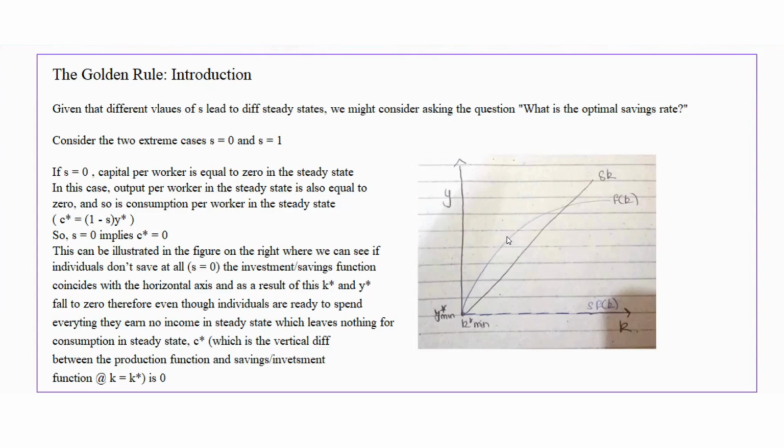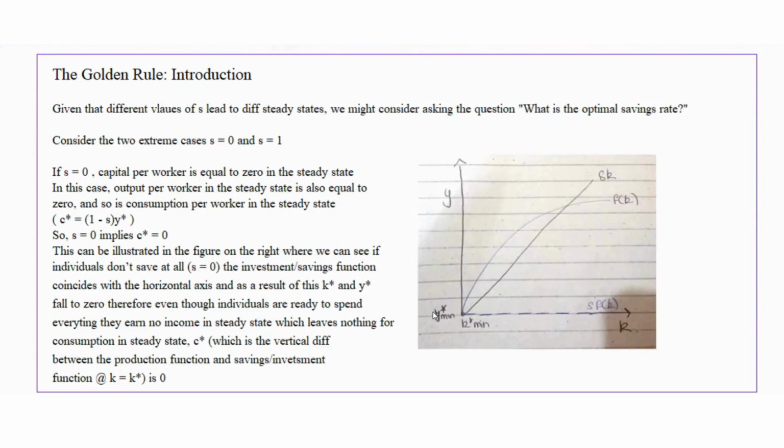We can illustrate this graphically here, where we can see that if individuals don't save at all, S is equal to 0, the investment or savings function SF(K) just coincides with the horizontal axis, because S becomes 0. As a result, K star and Y star fall to 0, because we know graphically K star is at the intersection of the depreciation line delta K and the savings function SF(K). This intersection occurs at K star equal to 0. K star is 0 and Y star is also 0, because when you plug in 0 in your production function, you get Y star equal to 0.